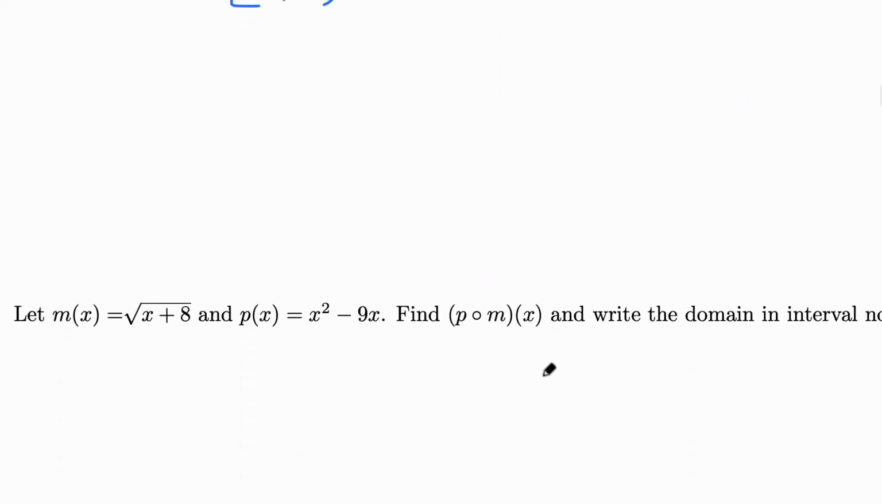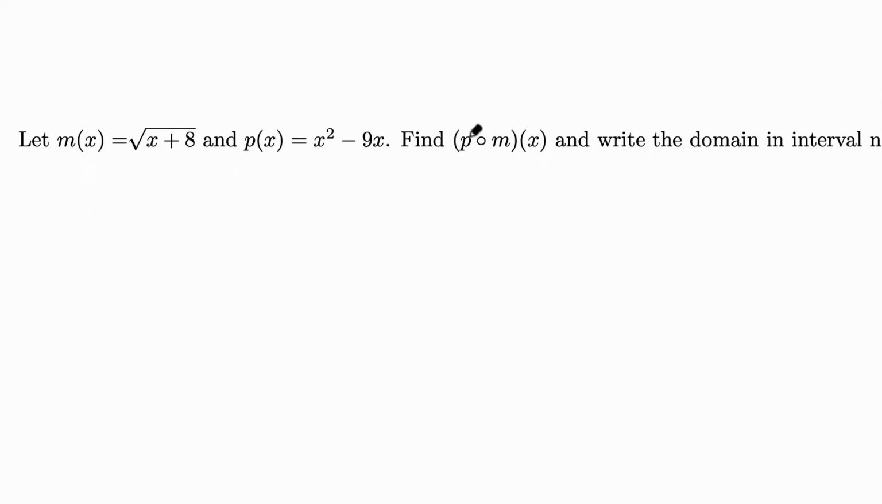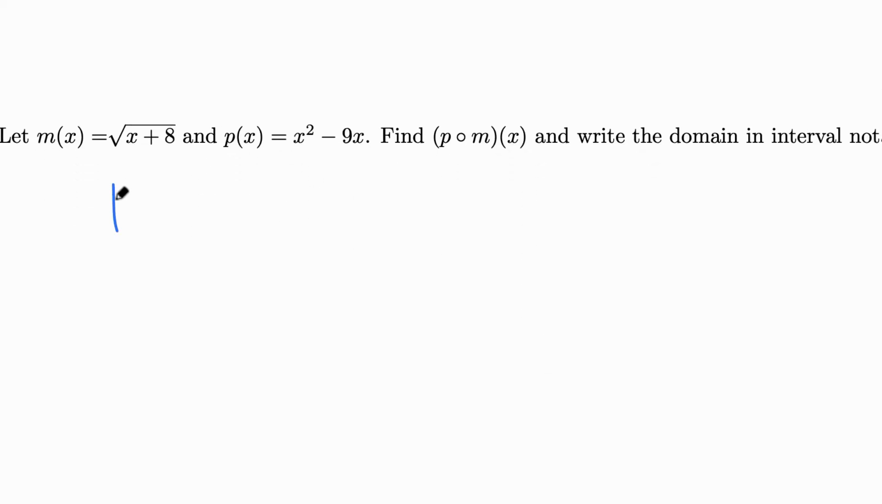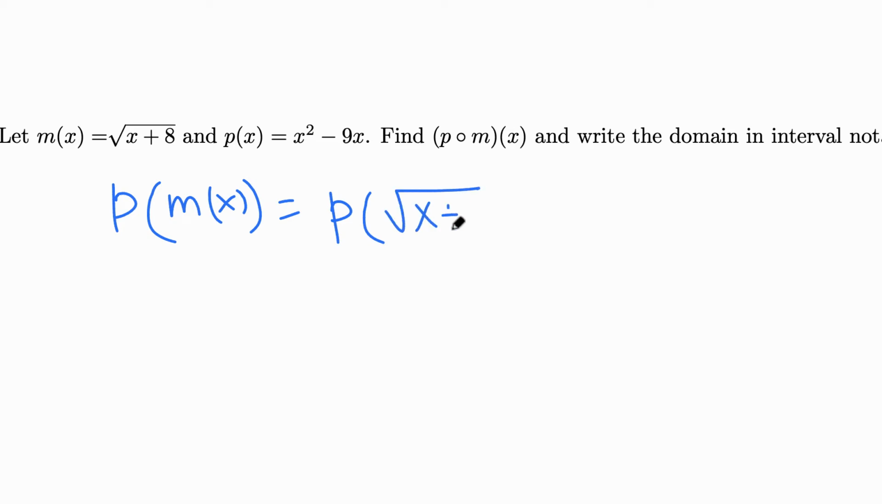Okay. Here is another, so we have p circle m, that is pretty much p of m of x. Okay, plug m into p, so that's p of m. m is given as square root of x plus 8, and when we find the domain, this x plus 8 must be bigger than or equal to 0. That means x is bigger than or equal to negative 8. Okay, that's the restriction here.